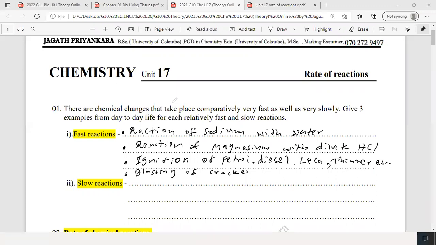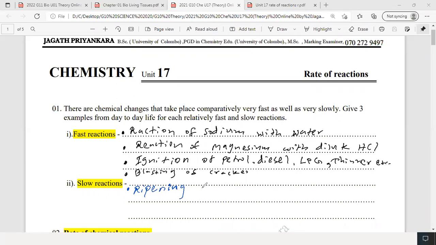Okay, now let's see the slow reactions. What are the slow reactions in our day-to-day life? For example, ripening of fruits is a chemical process. It takes some time, that is natural ripening. Sometimes people put carbide and various chemicals, artificial plant hormones, to speed up the ripening of fruits. Those who are selling fruits do that, but that is artificial. Naturally, ripening is a slow process. It takes some time, maybe a few days sometimes.